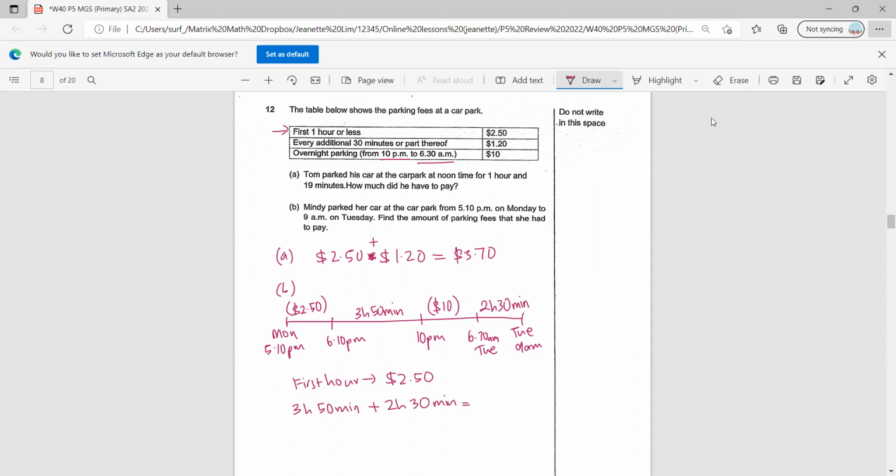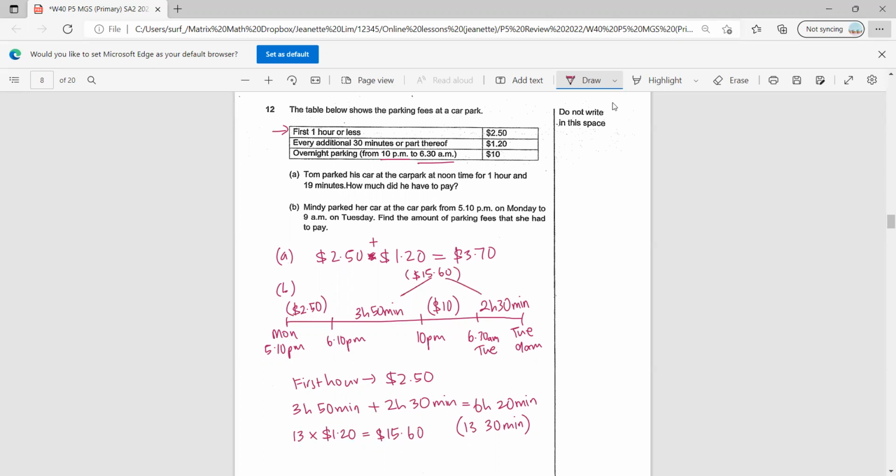Then this will be 6 hours and 20 minutes. Which means that there are 13 times of 30 minutes. We count it as 13 times, okay? The last 20 minutes is counted as one more 30 minutes. So 13 times of 30 minutes means 13 times $1.20. And you get 1560. Okay, so this here is 1560.